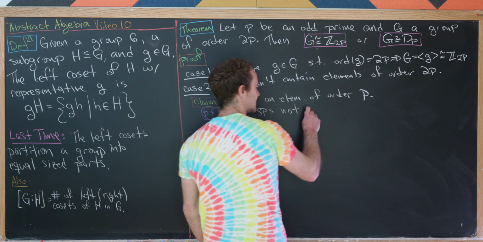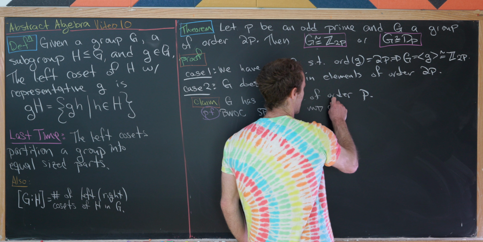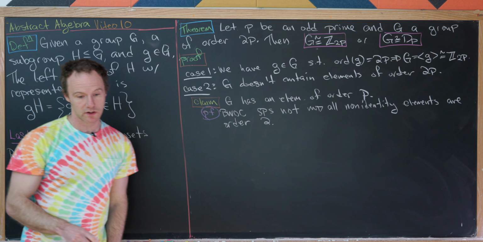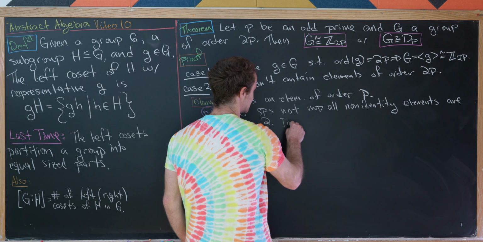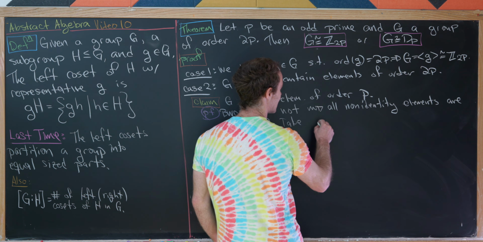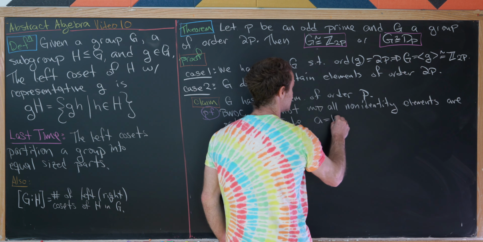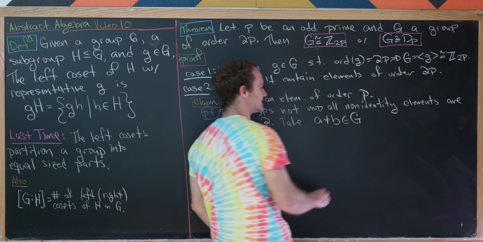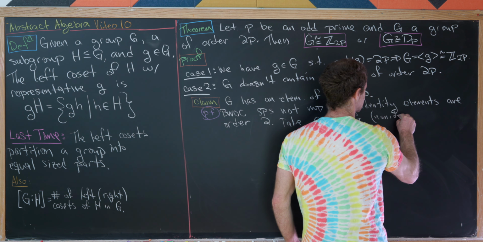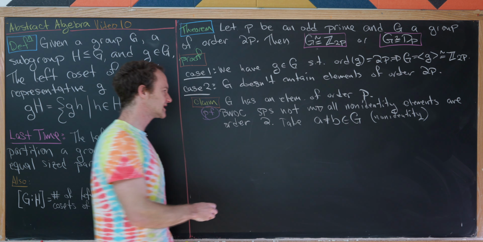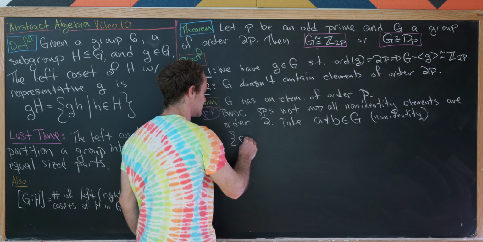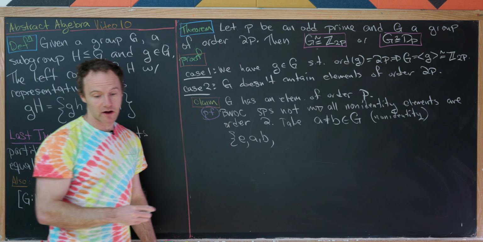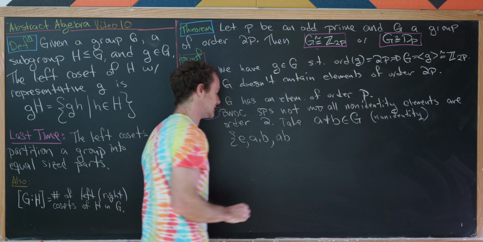So all of this puts together to the following statement. All non-identity elements are order 2. Okay, so now that's good. Now let's take a and b to be distinct elements inside of G, and they're also non-identity. Okay, good. And now let's consider the following set. We'll consider the set which contains the identity, it contains a and b, and then it also contains a times b.